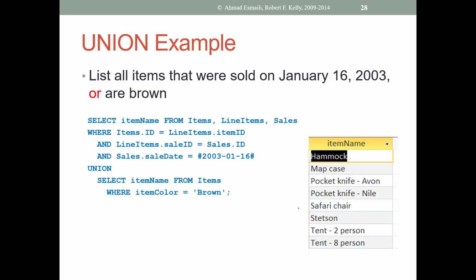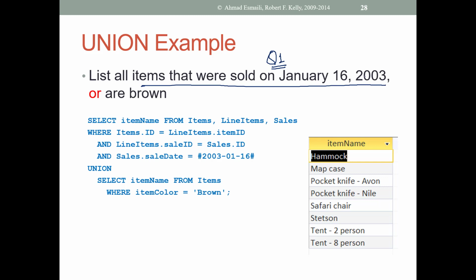Now if the requirement is that we have to list all the items that were sold on January 16, 2003, it is very easy to write one query. Let's call that query 1. In query 1, you will find out the items that were sold on January 16, 2003, which I believe is simple.